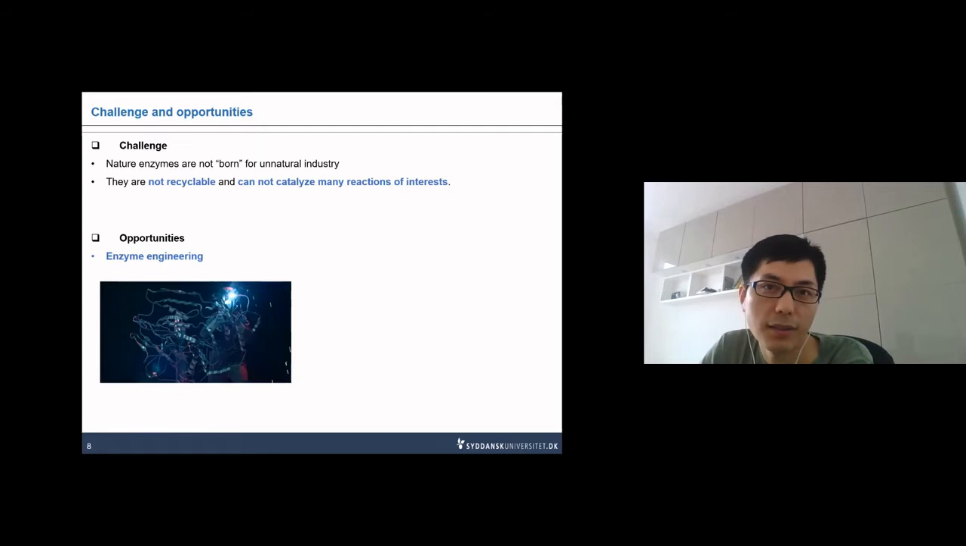The answer is yes. Natural enzymes, you know, are not born for unnatural industry operations. Instead, they often face two limitations. First, they are very expensive, but not recyclable, because most enzymes are water-soluble proteins, and you cannot pick them out of water for a second use. The second limitation is that natural enzymes can only do natural jobs. They cannot catalyze many reactions of your interest. So in summary, they are not recyclable and they cannot perform the new applications as you want. This is the challenge of using enzymes.